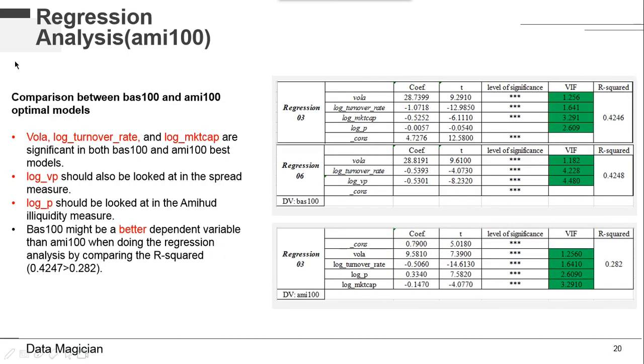And here comes the comparison between the BS100 and Army 100 optimal models. Vola, log turnover rate, and log market cap are significant in both BS100 and Army 100 best models, and log VP should also be looked at in the spread measure, and log P should be looked at in the Amihud illiquidity measure. BS100 might be a better dependent variable than Army 100 because its value of R-squared is much larger than that of Army 100. And next would come my partner to introduce the regression analysis by adding a dummy variable.